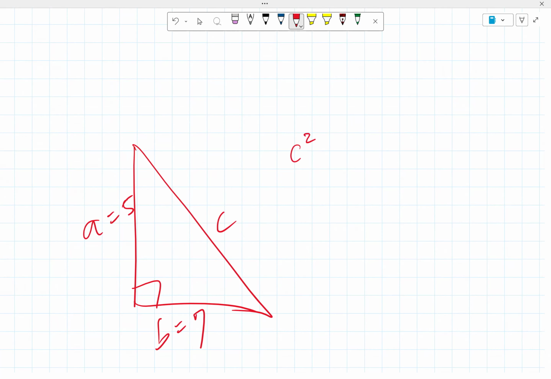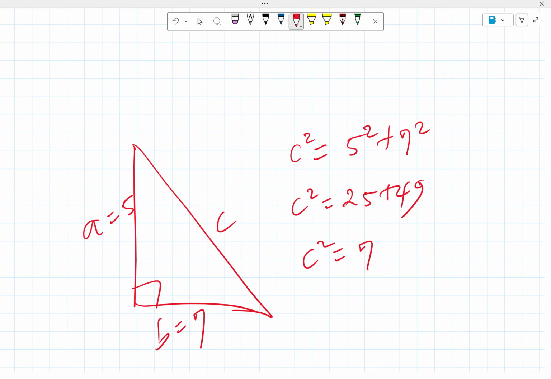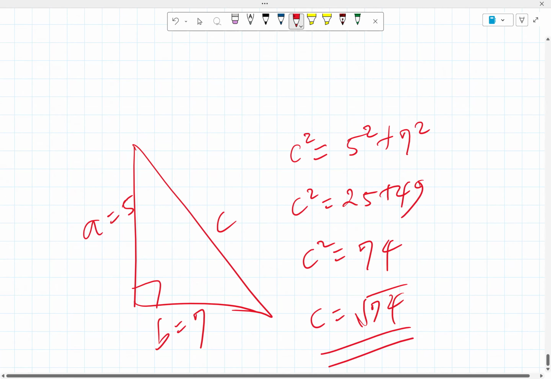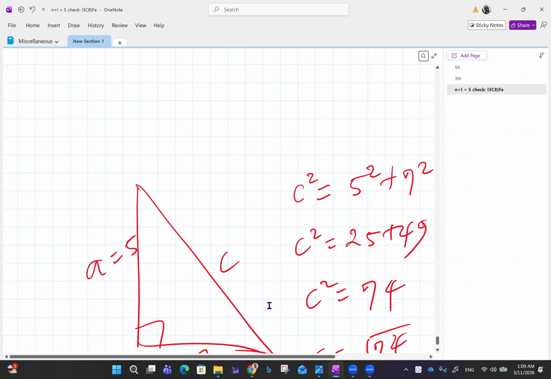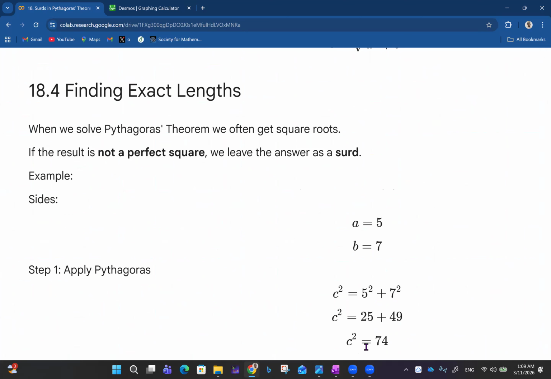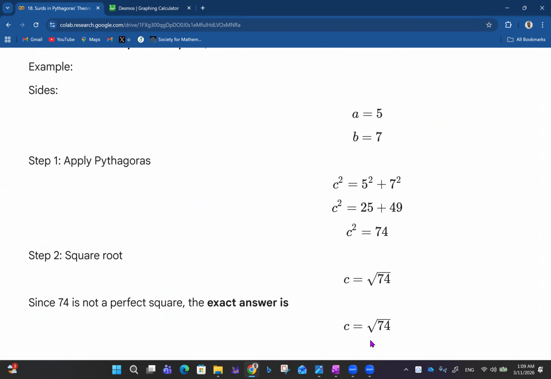Okay, so what we just do is we know c squared is 5 squared plus 7 squared. So c squared is 25 plus 49. And then c squared is 74 when you add all that. So c is root 74. Root 74 cannot be simplified, it's not a perfect square. So we just leave it like that to preserve its value. So that's exactly what happens here. Since 74 is not a perfect square, the exact answer is root 74.